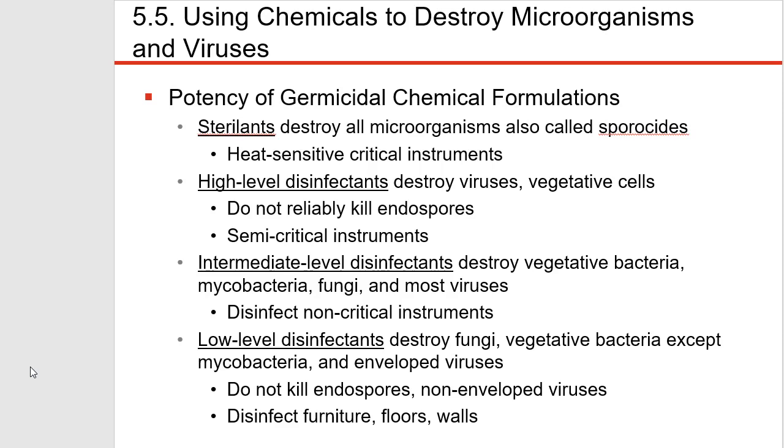Then we have high level disinfectants, which destroy viruses and vegetative cells that are kind of just lingering and haven't really done much. But they do not reliably kill endospores. Remember, we talked about how endospores are those cells that continue to grow, and they're very, very hard to destroy. So our semi-critical instruments are used there. You think about your semi-critical, your endoscopes, your trachs. We're going to make sure that's what that is used for there.